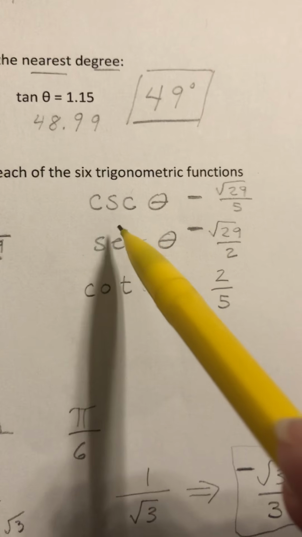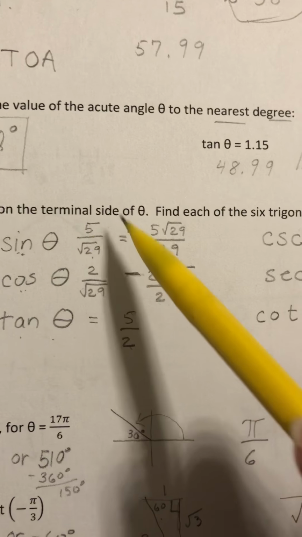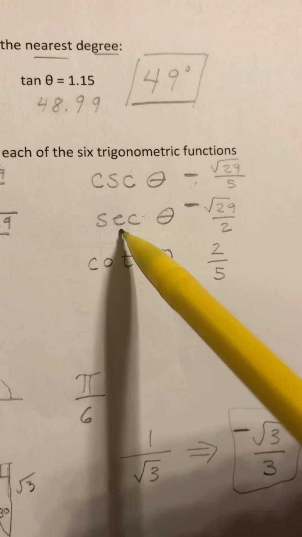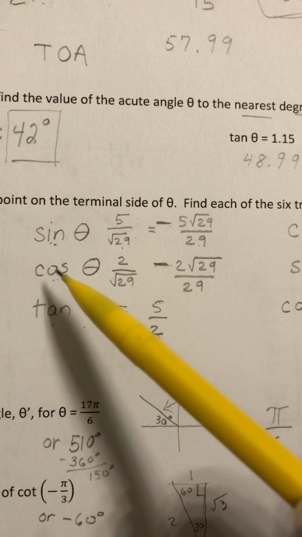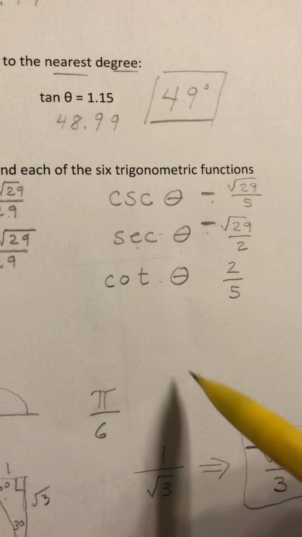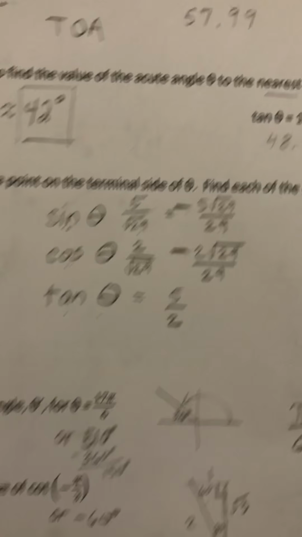And then the cosecant is just the reciprocal of the sine. So flip this and it will have the same sign, negative. The secant is the reciprocal of the cosine, so flip this, and of course it has the same sign, negative. And the cotangent is just the reciprocal of the tangent.